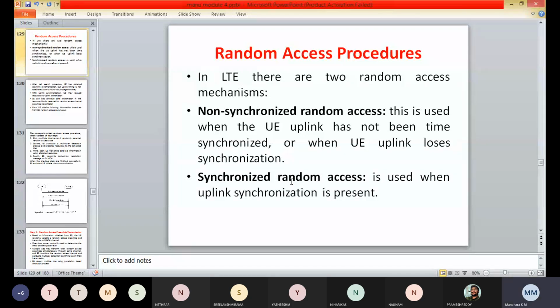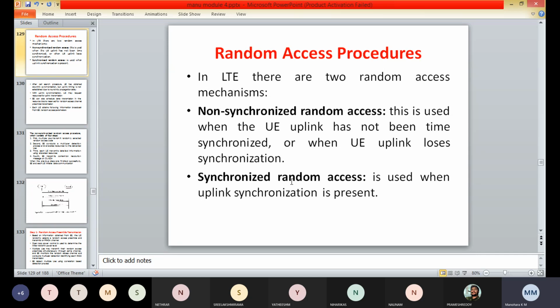So in the LTE, a separate channel, that is the physical random access channel, is provided for the initial access of the network. Here the user equipment also obtains the uplink timing information from the initial handshake. In the LTE, there are two random access mechanisms. The first one is the non-synchronized random access, and the second one is the synchronized random access.